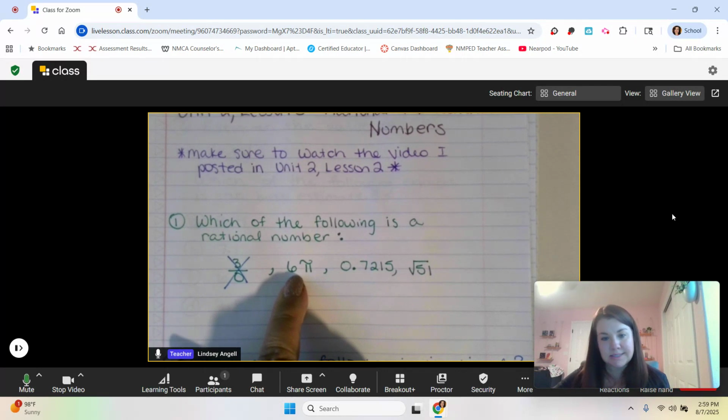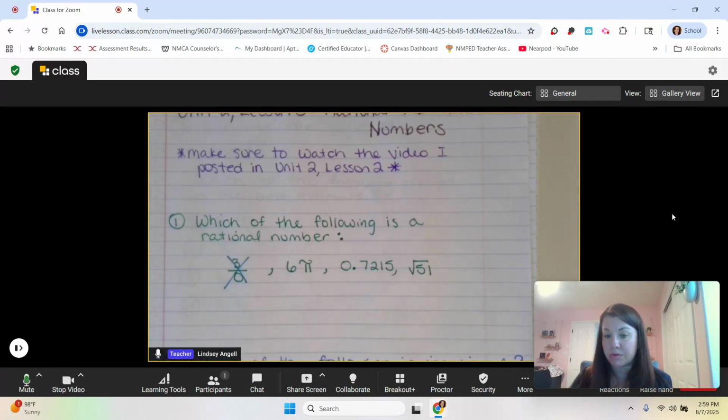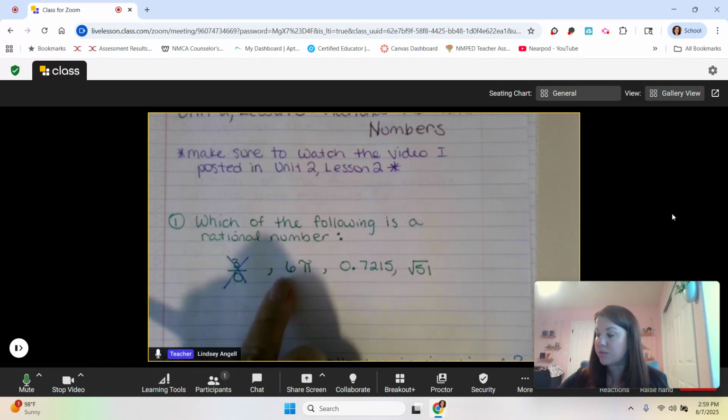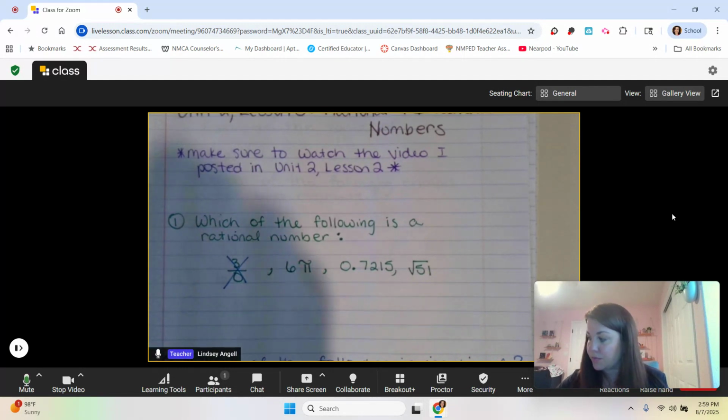This next one, 6 pi. Well, pi is a number, but it's just a symbol represented here, right? But it represents the number 3.1415, and it goes on forever and ever and ever, making it an irrational number because there's no pattern to it, and it goes on forever. So we just represent it with this symbol here. When you have 2 numbers right next to each other like that, it means they're being multiplied by each other. So really this is like 6 times pi, okay? But because pi is irrational, the whole thing is irrational, all right?